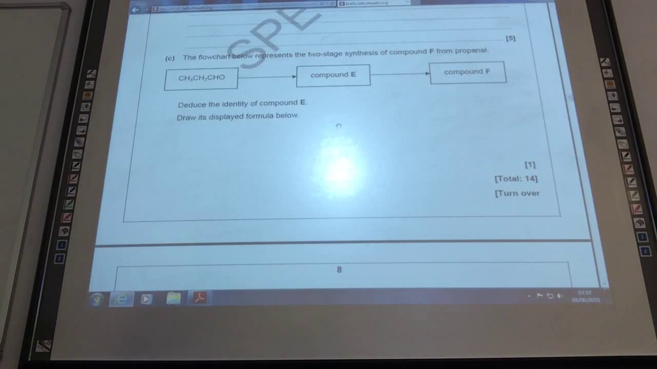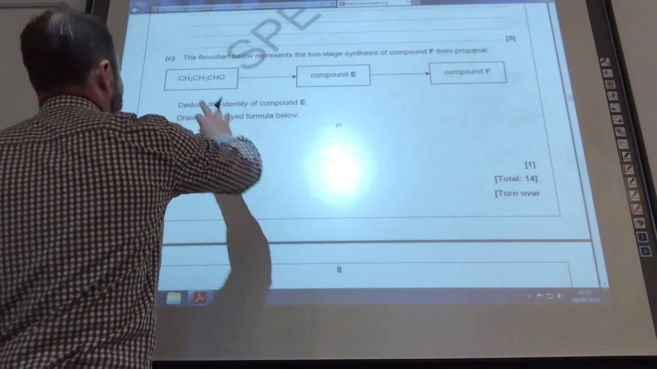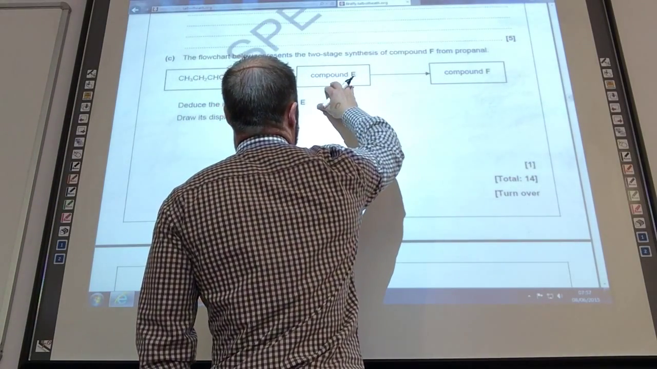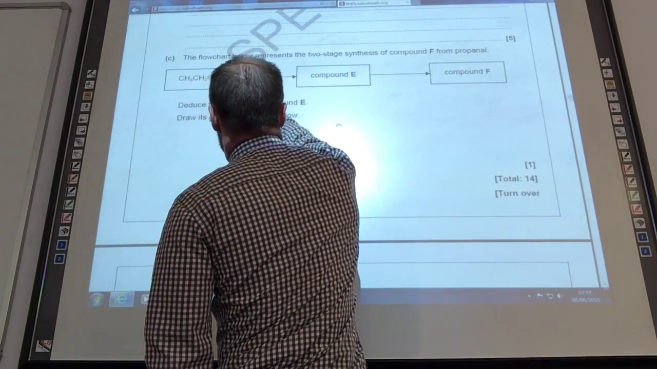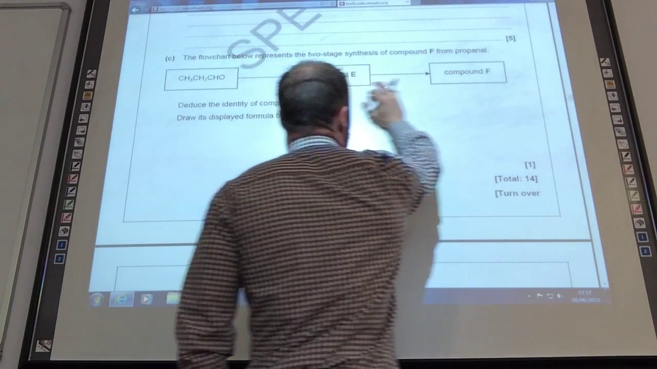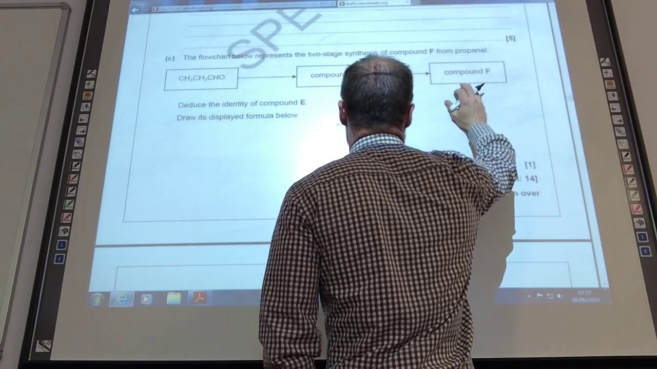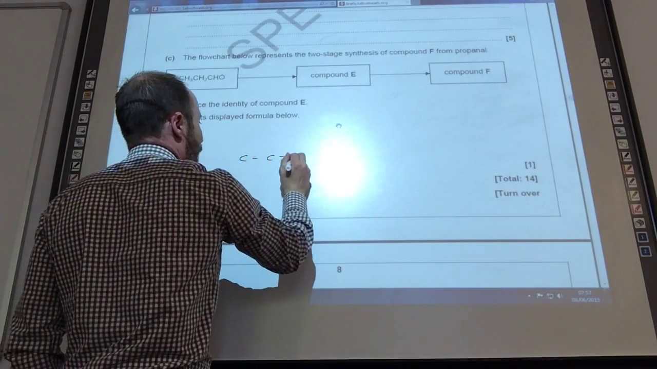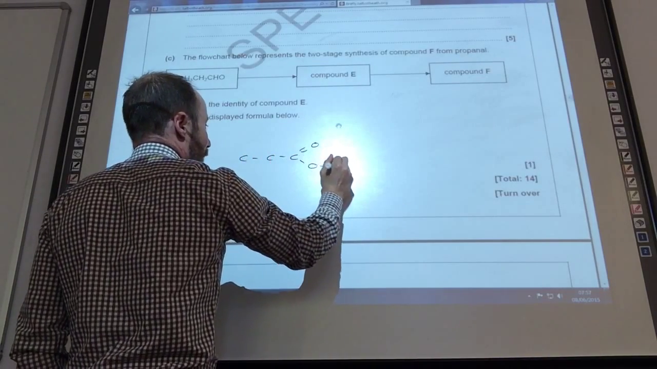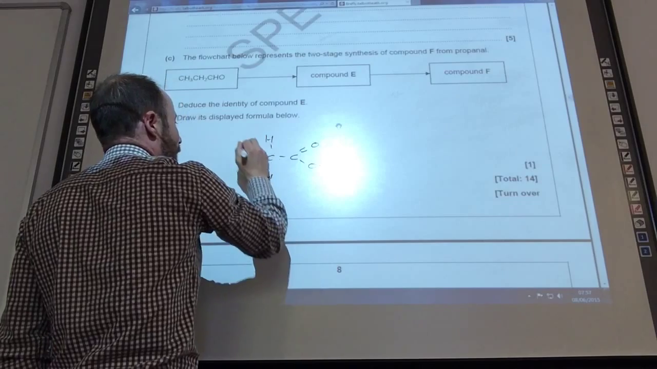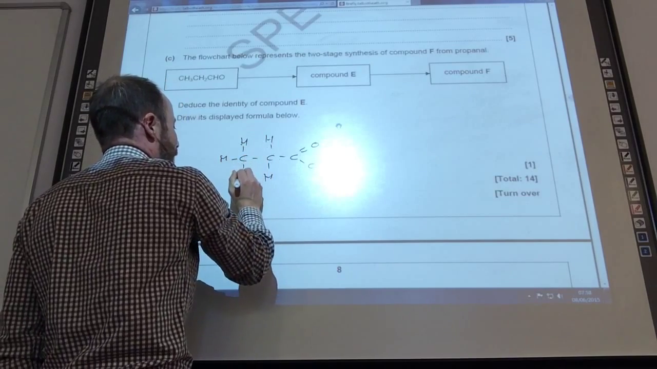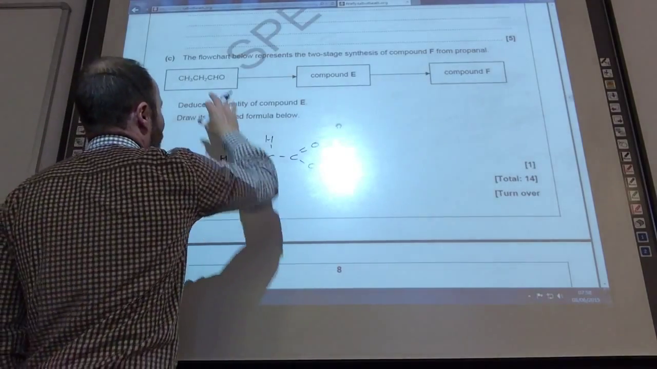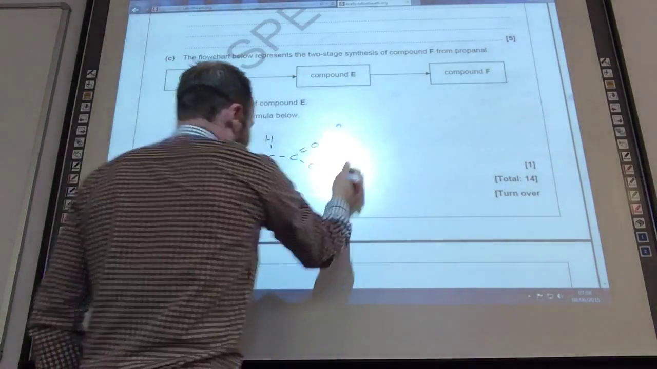So rather helpfully, they now give me the flowchart. I've got propanol becoming compound E, and then compound F, which we just identified as being the ester. So compound E is going to be propanoic acid, which I must have made by using potassium dichromate in acid and reflux to oxidise the aldehyde to carboxylic acid.